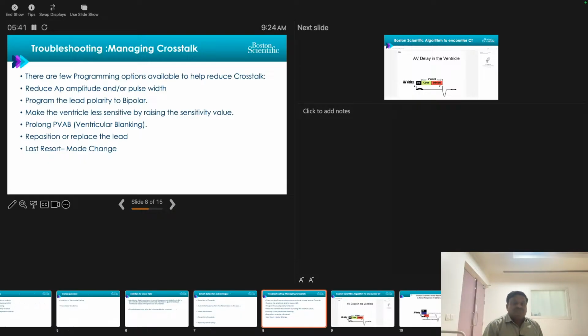So there are a few programming options. What are the programming options to avoid or reduce the incidence of crosstalk? One is the atrial amplitude or pulse width: by lowering the number, the occurrence of crosstalk will be minimized. Program the lead polarity to bipolar. However, nowadays all the leads are bipolar, and even the devices are bipolar, so the incidence of crosstalk in the present generation is very low. Make the ventricular channel less sensitive by raising the sensitivity value.